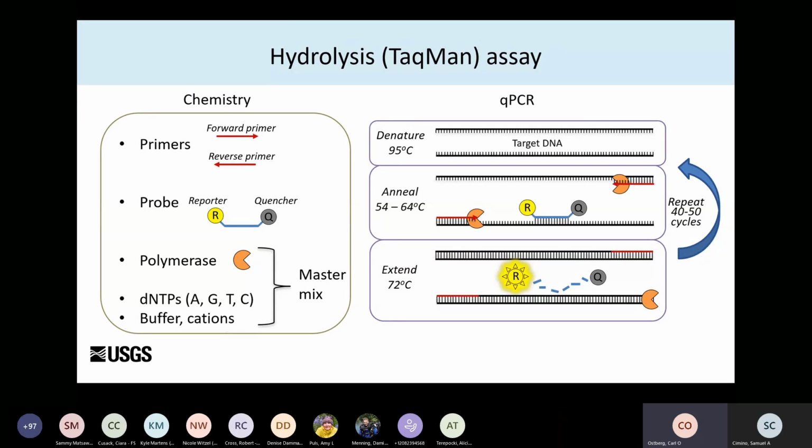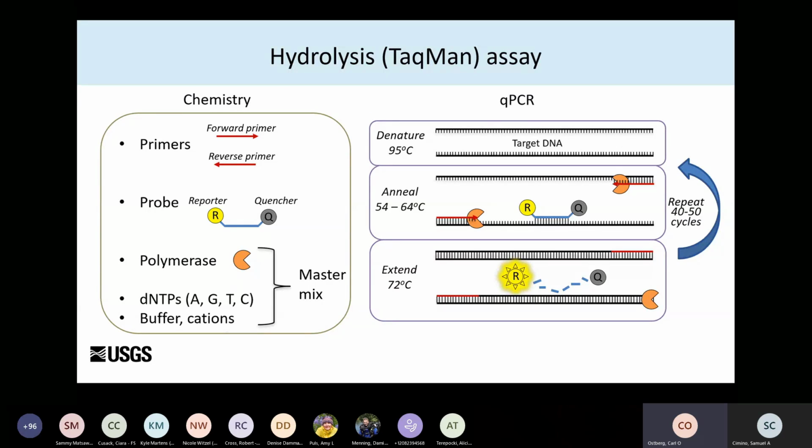The probe has a fluorophore attached to the 5' end, which acts as a reporter. Then there's a quencher on the 3' end, which quenches the fluorescence when it's in close proximity to the reporter. There are also polymerase, dNTPs, buffers, and cations in the mix, and they come as a master mix. There may be many different master mix varieties with different attributes, available from different vendors.